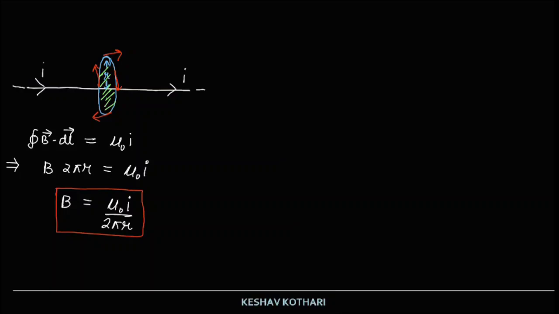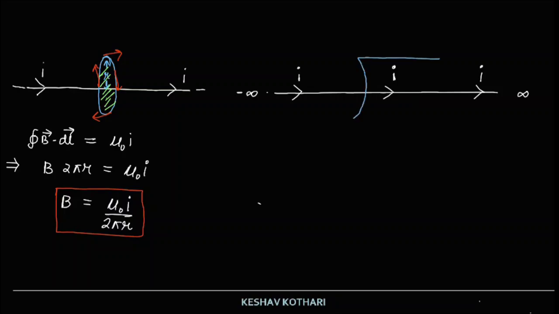Now for this same arrangement, for this same infinitely large current carrying wire, carrying current I from minus infinity to plus infinity, this time I am drawing a cylindrical closed path, and we will be applying Ampere's law considering this loop. This green loop we will be considering.